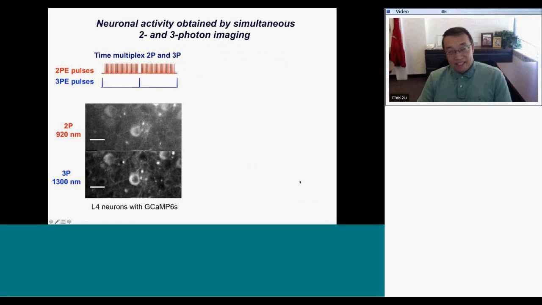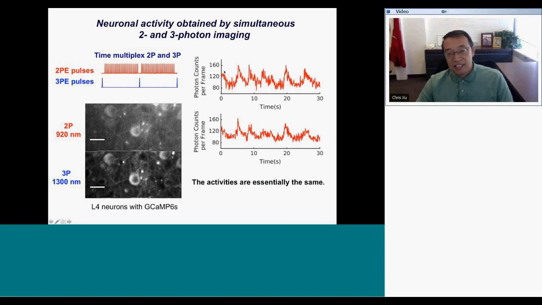Of course, we want to look at brain activity. This slide shows 2 photon excitation and 3 photon excitation of the same layer 4 neurons stained by GCaMP6s. You can see the image over here, the same place, same time. You can see the neurons by 3 photon excitation at the bottom, 2 photon excitation on top. We do time division multiplexing here. And you can see the activity trace obtained by 2 photon on the top and 3 photon at the bottom. We essentially get exactly the same activity trace for the layer 4 neuron. That means regardless of the excitation modality we use, the activity we report from the same neuron is the same. That's obvious to see.